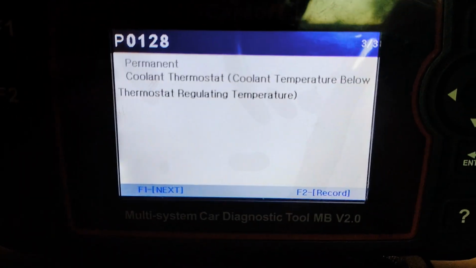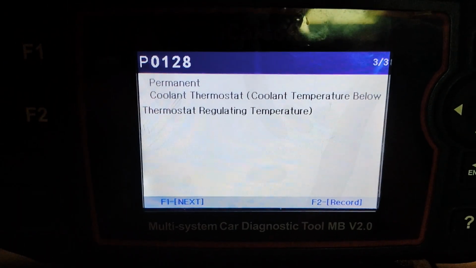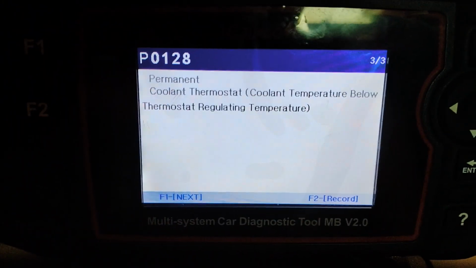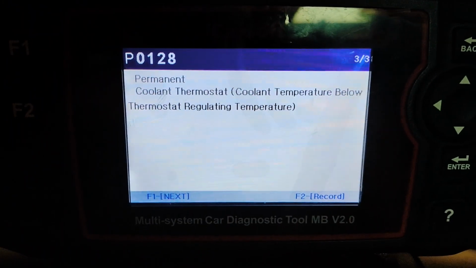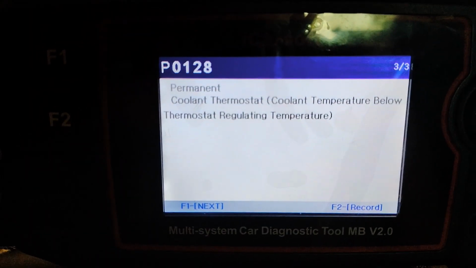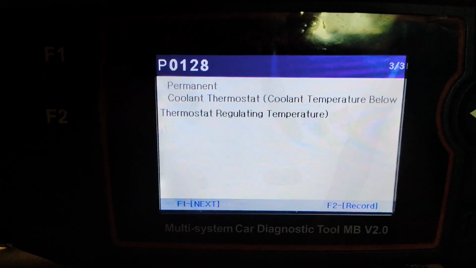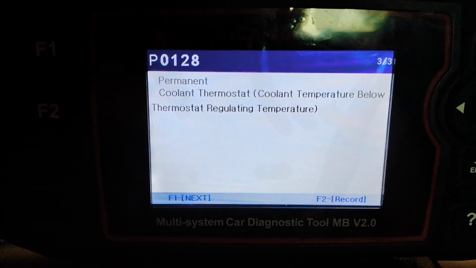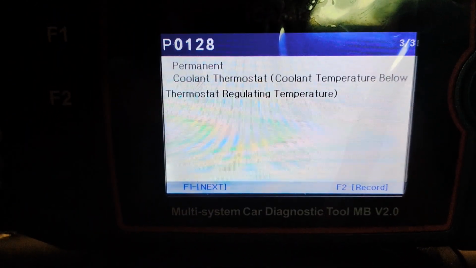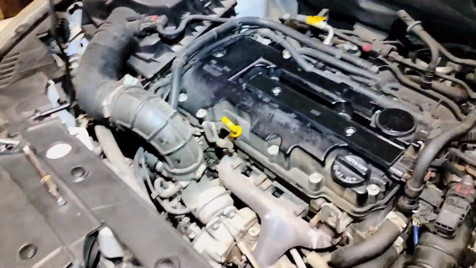The thermostat is controlled by the PCM. Is regulated by the PCM. So we're gonna check with the scanner. We're gonna command the thermostat and see if we can get it to respond.